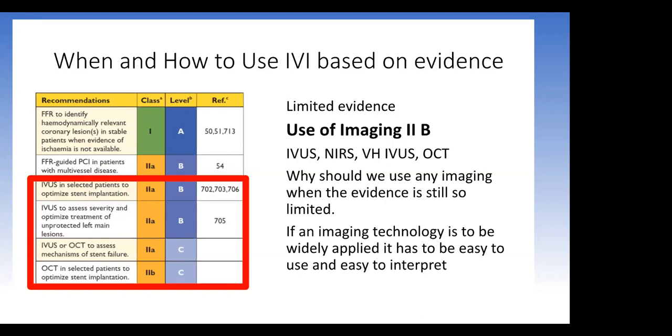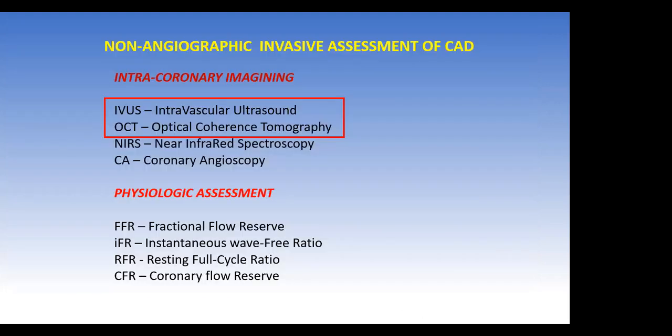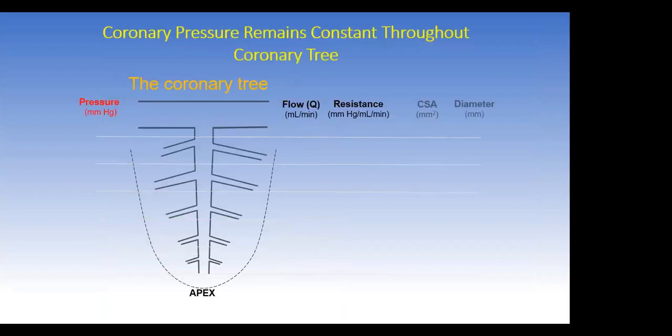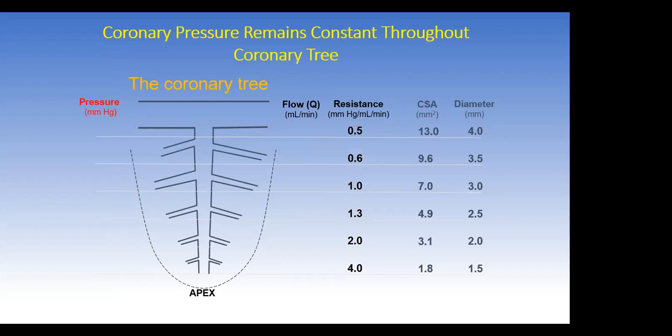and diagnostic imaging. So let's move from anatomy and abnormal anatomy that determines physiology to the actual physiological assessment, which has 4 different measures. 3, iFR, FFR, and RFR, are pressure derived, and CFR, which is coronary flow reserve, is a flow derived measure. It's important to understand why physiology is more important. Diameter decreases throughout the coronary tree, cross-sectional area is decreasing, resistance is increasing, and flow is decreasing throughout the coronary tree. However, pressure remains the same.